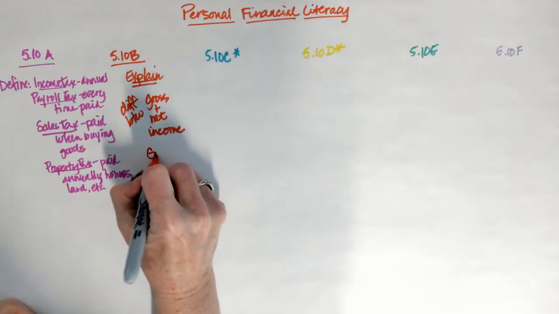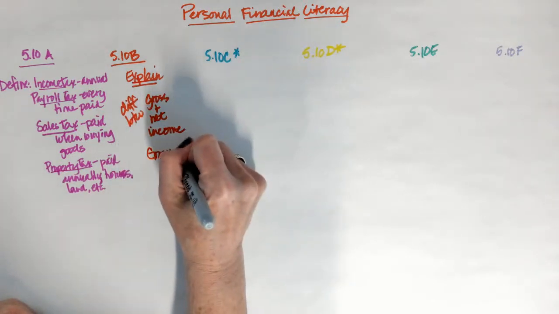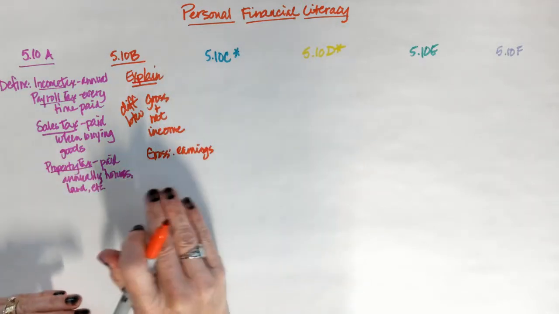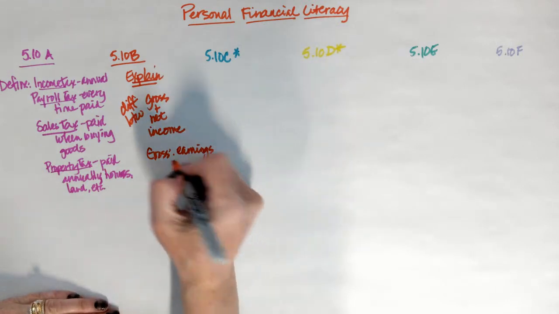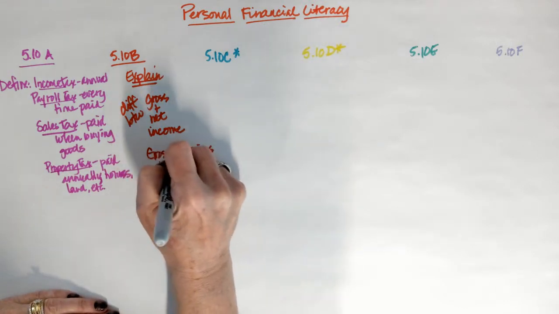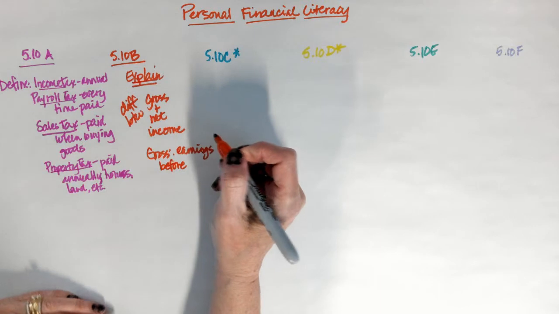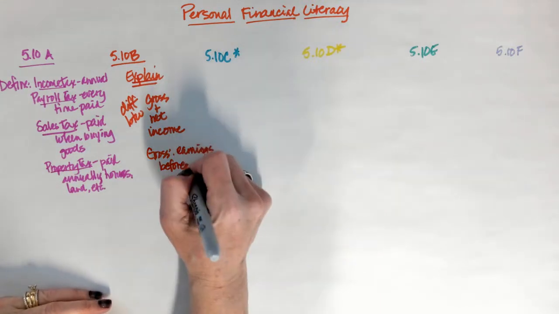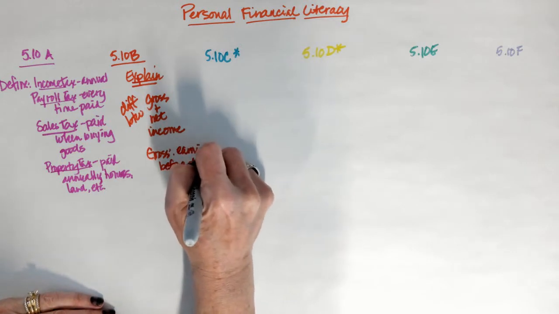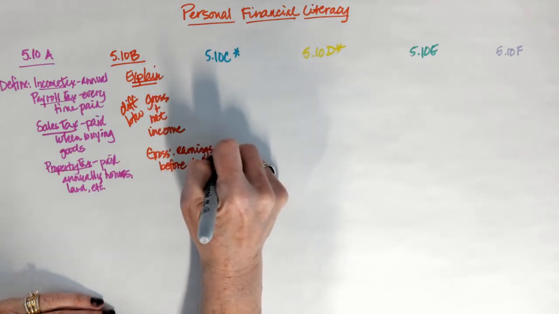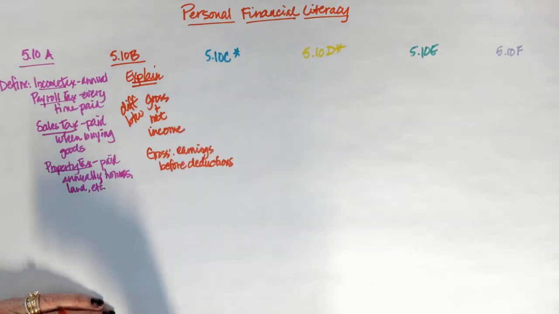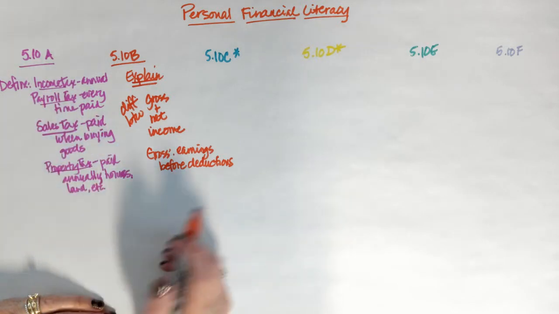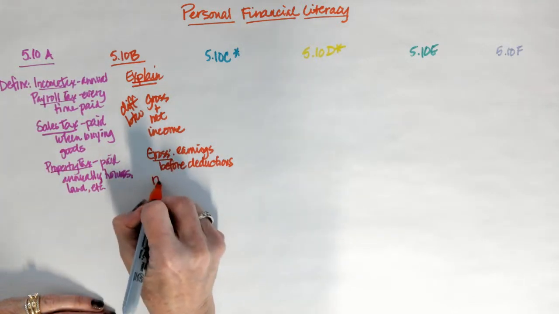Gross income is my earnings before any taxes or deductions of any kind. Earnings before deductions. And they need to know what those deductions could be. I could have deductions for a retirement plan. I could have deductions for health insurance. I could have deductions for all sorts of things. I know I will have deductions for payroll taxes. That's the connection there. So that's gross income.